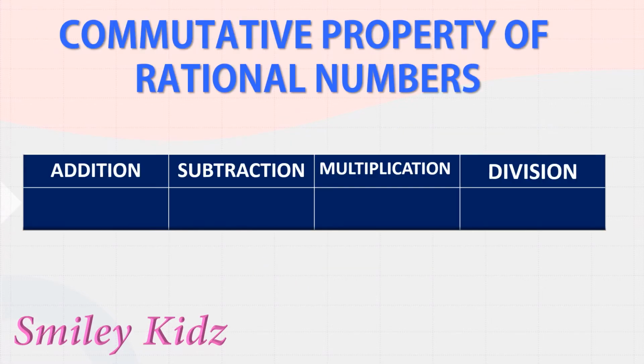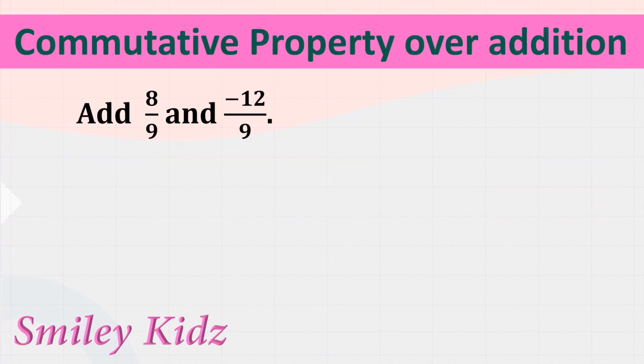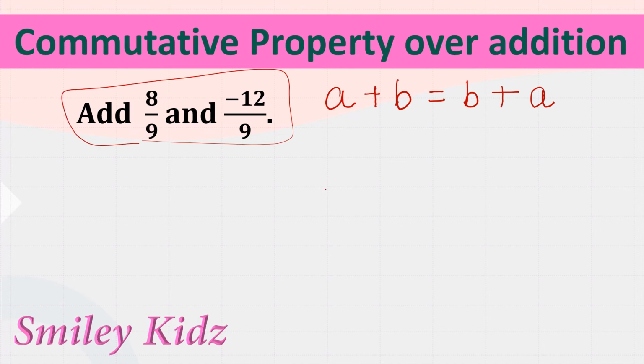Let's see whether commutative property of rational numbers is satisfied for all the operations. Let's see each operation in detail with examples. Commutative property over addition. The property is A plus B is equal to B plus A. Here is our example. Add 8 by 9 and minus 12 by 9.